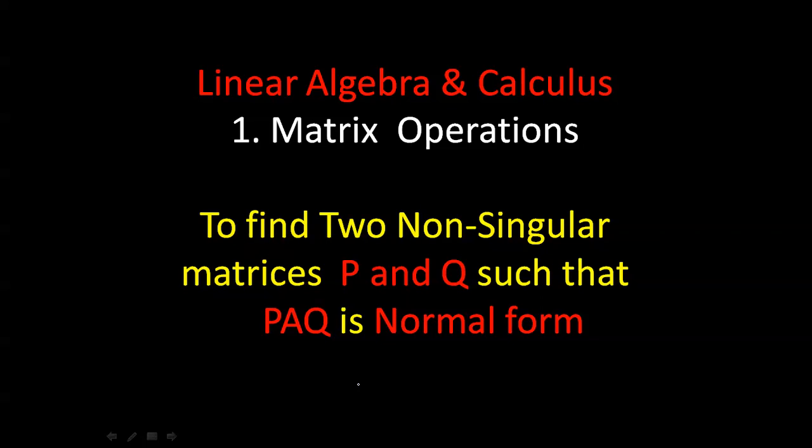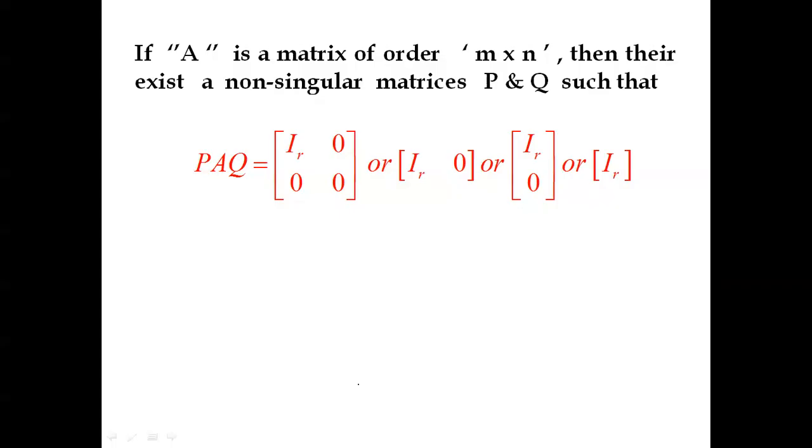Today I explain how to find the two non-singular matrices P and Q such that PAQ is in normal form. So let's go to the theory. If A is a matrix of order m by n, then there exist non-singular matrices P and Q such that PAQ is in normal form.